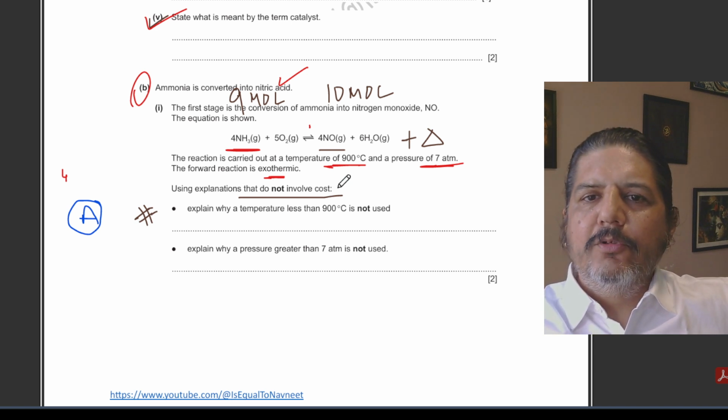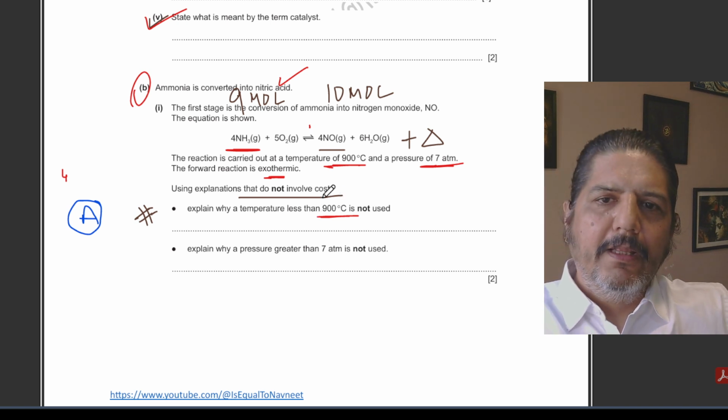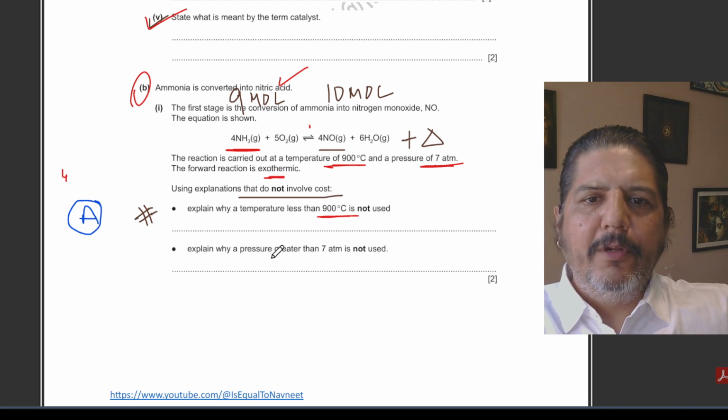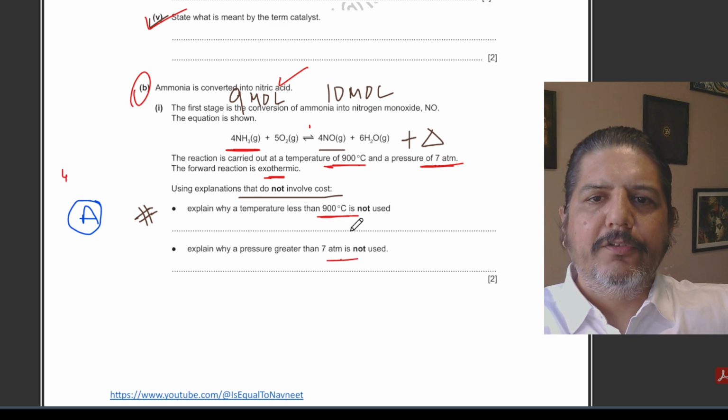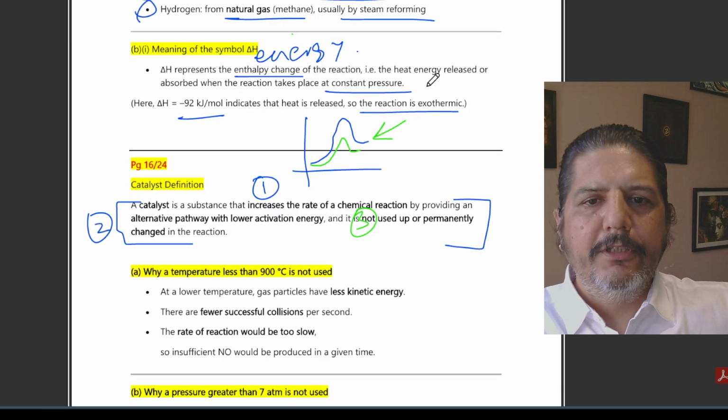Use explanations that do not involve cost. Explain why a temperature less than 900 degrees Celsius is not used. And the second part is, explain why a pressure greater than 7 atmospheres is not used. So let's have a look at the solutions for both of these.